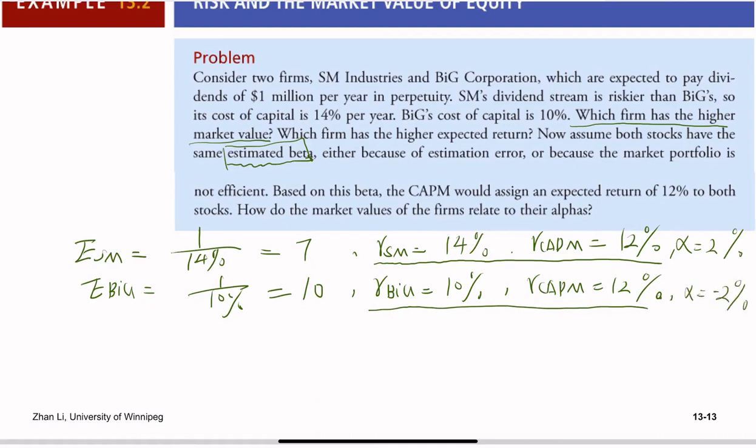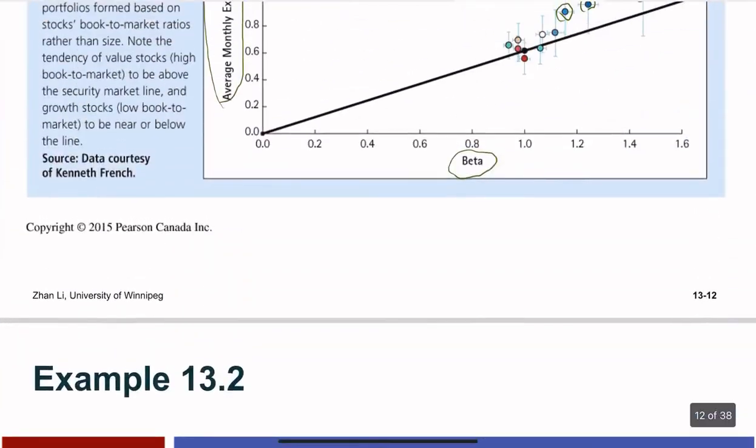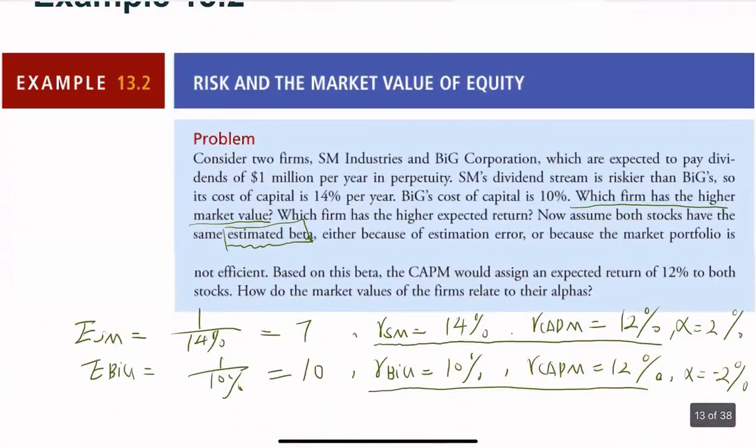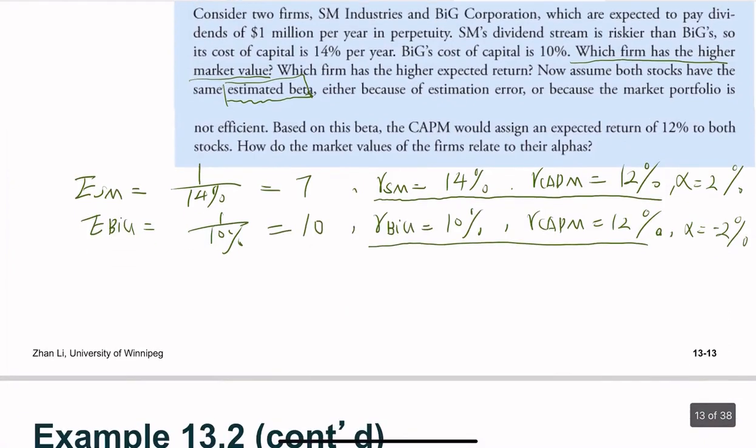Now, what you can see here is that the answer is sort of the same as the value effect we just learned about in this picture, right? Small firm has positive 2% alpha, and big firm has negative 2% alpha, right? So it kind of fits into the narrative we have learned from the value effect.